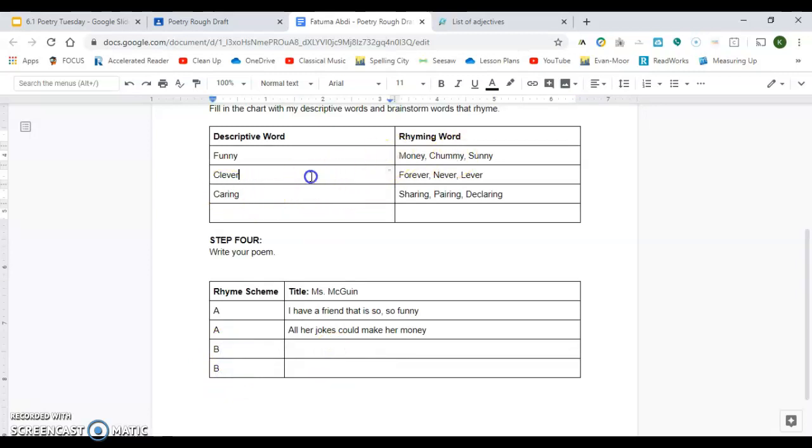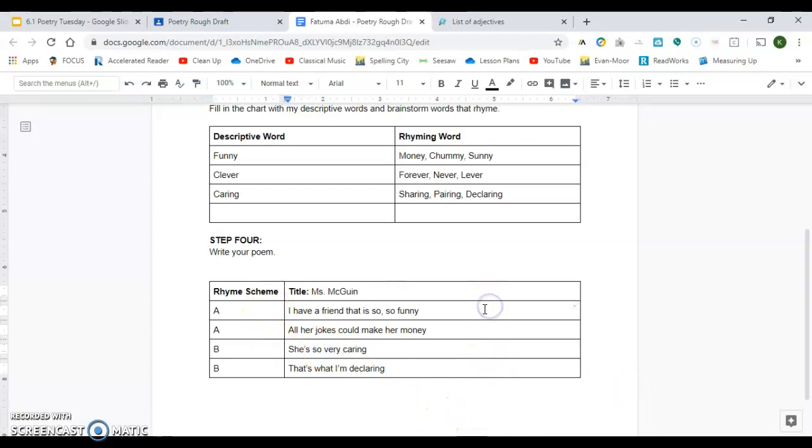Let's go to lines 3 and 4. I'm going to go with the words clever, and no, I think I should do caring and declaring. She's so caring. That's what I'm declaring. Remember, declaring means to share with the world. She's so very caring. That's what I'm declaring.